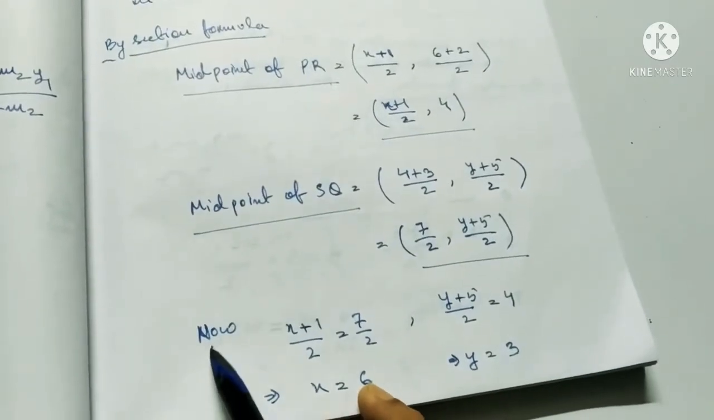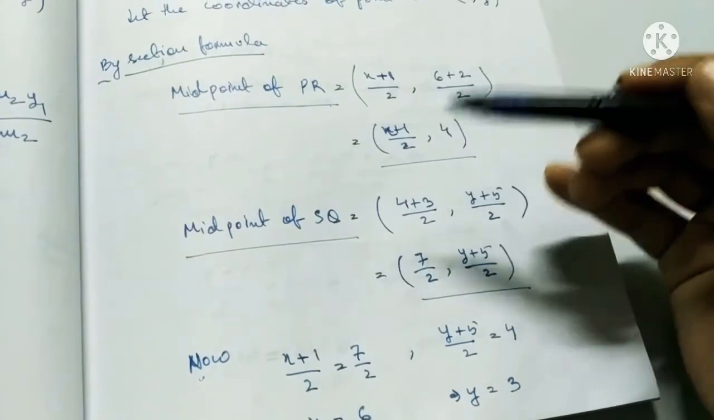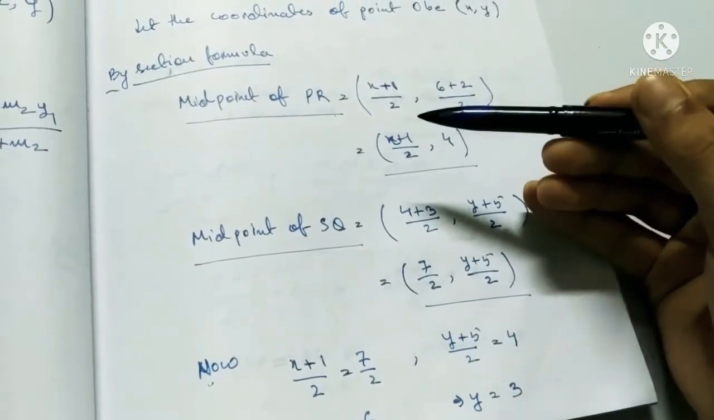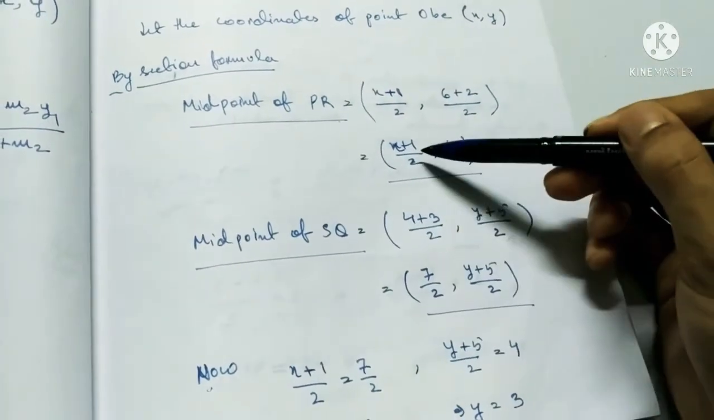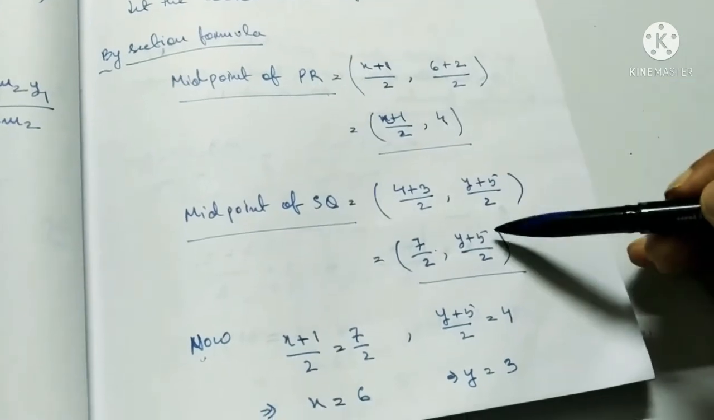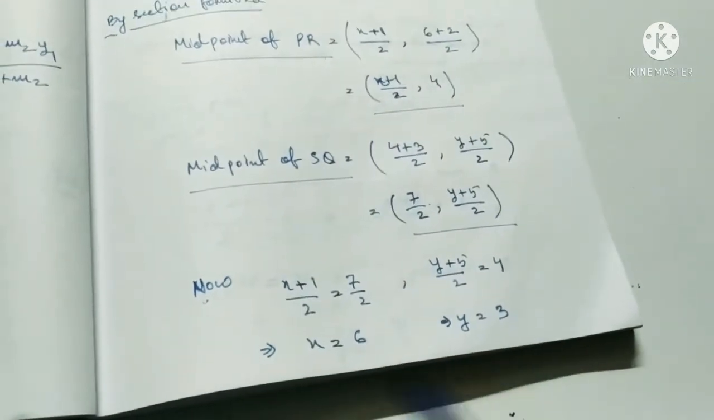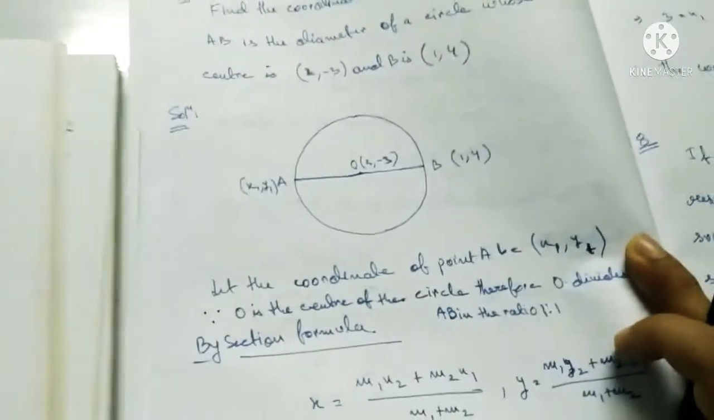Now I can say that since I am finding the coordinate of O, yes or no, I am finding the coordinate of O. So therefore this x coordinate and this x coordinate will be the same, and this y coordinate and this y coordinate will be the same. This one I will equate. X value I got 6, y value I got 3. That much only.